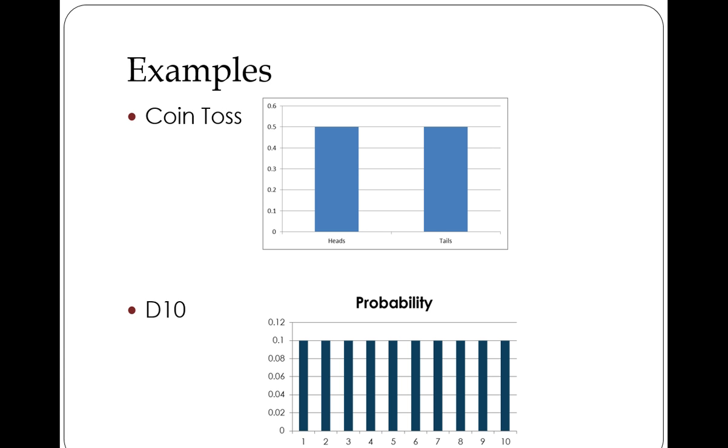And here are some examples. We know with the coin toss that you're going to get either heads or tails, and the probability of each one is 50%. So you can see these bars are at the 0.50 level. If you toss a 10-sided die, or a D10, then you could get a 1 or 2 or 3 or 4, etc., up to 10, and each of those has a probability of 1 over 10, or 0.1. So you can see all of these bars come up to the 0.1 probability point.